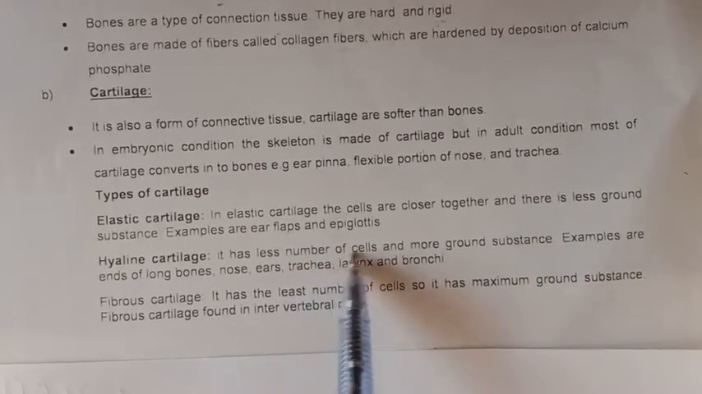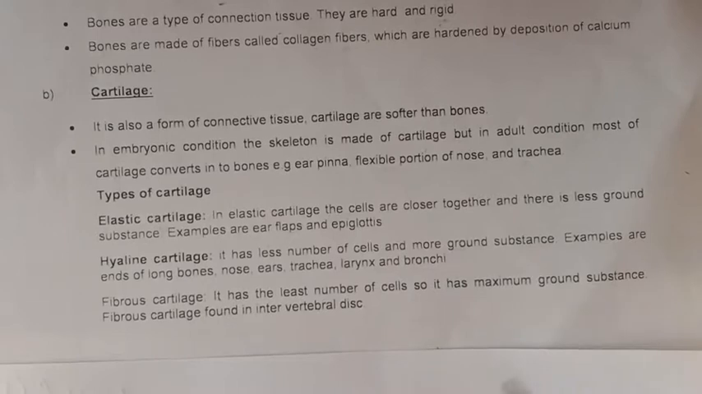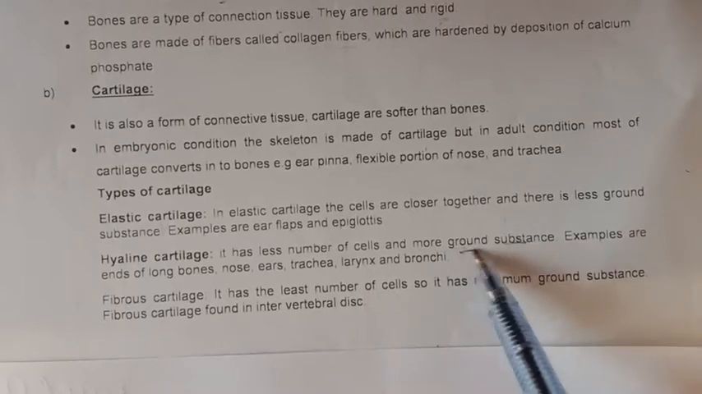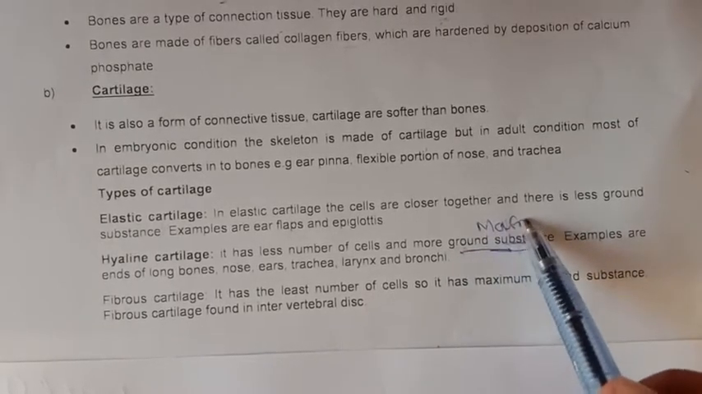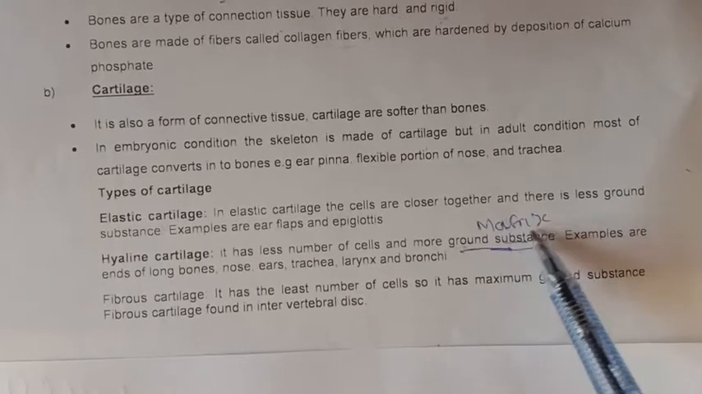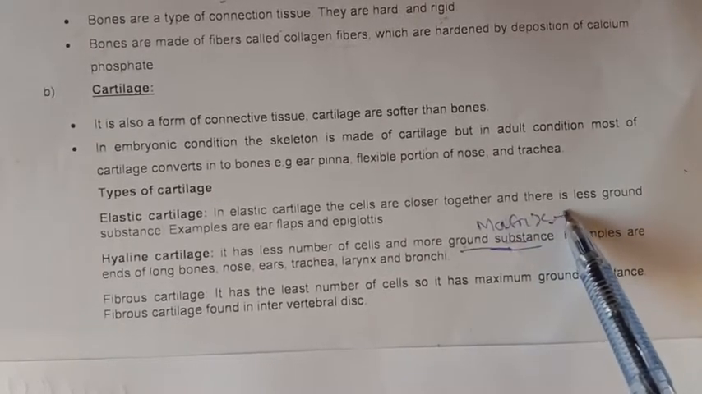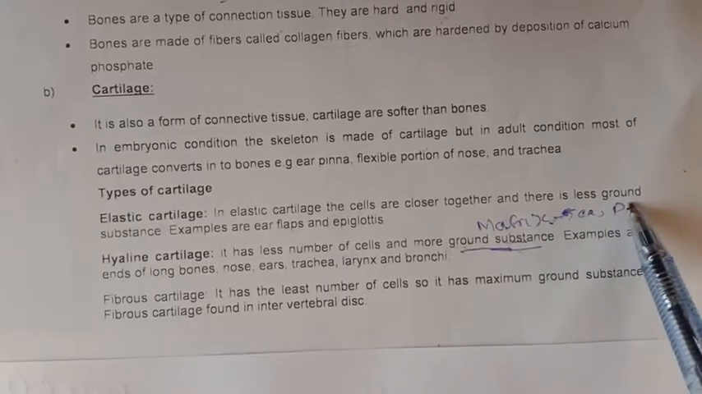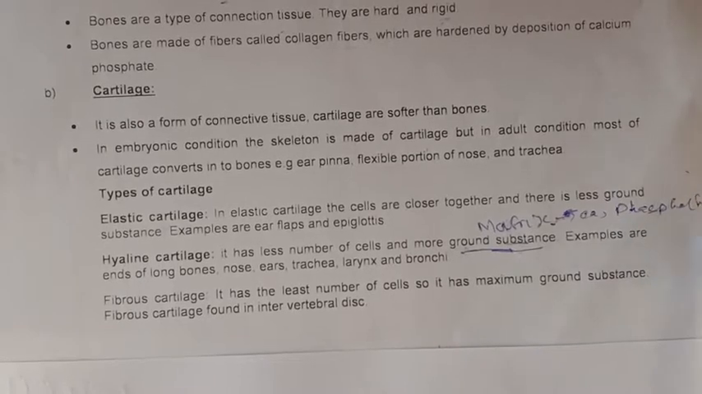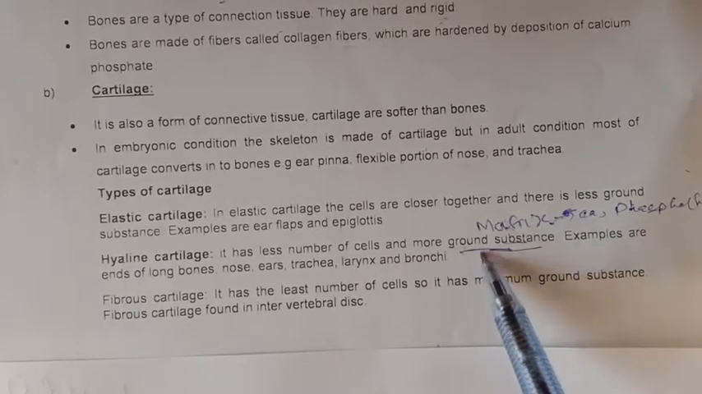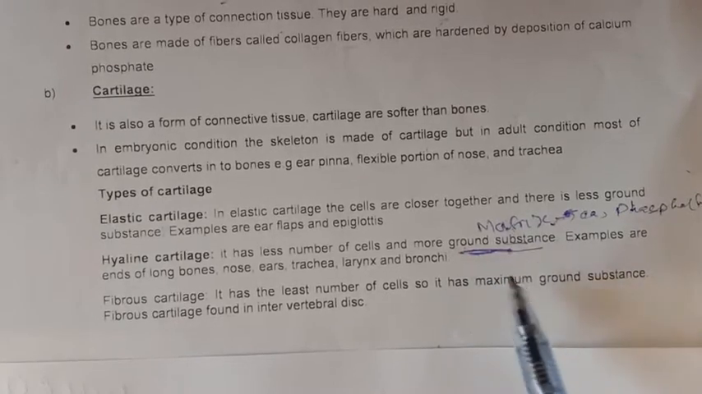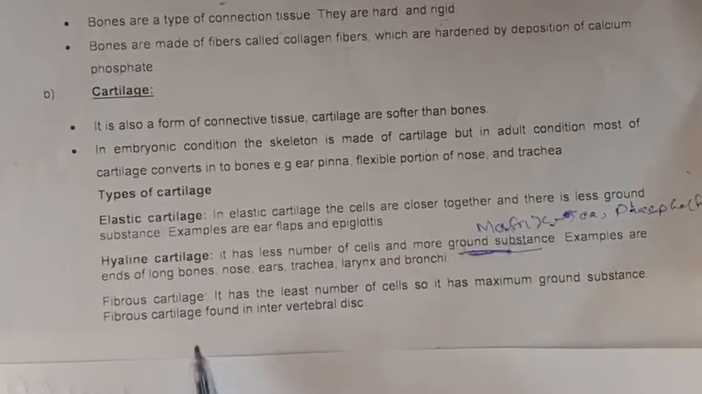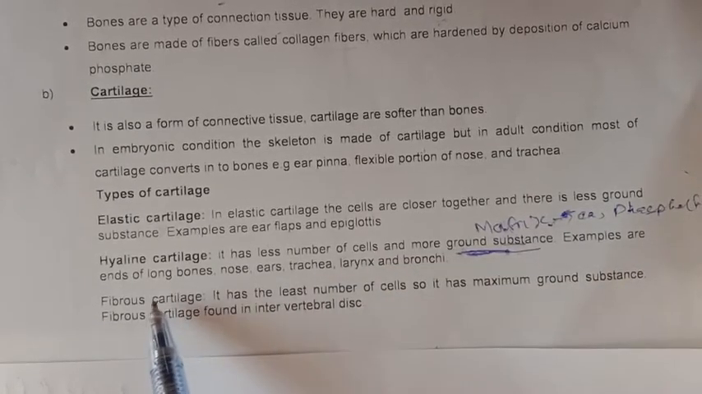Fewer cells means fewer bone cells, and ground substance means matrix. The matrix is made of some protein part, the collagen fibers, and calcium and phosphate. So phosphate and calcium, along with some collagen fibers, make the ground substance. In this type, more ground substance is present and fewer cells are present. Such a type of cartilage is called hyaline cartilage or colorless cartilage.